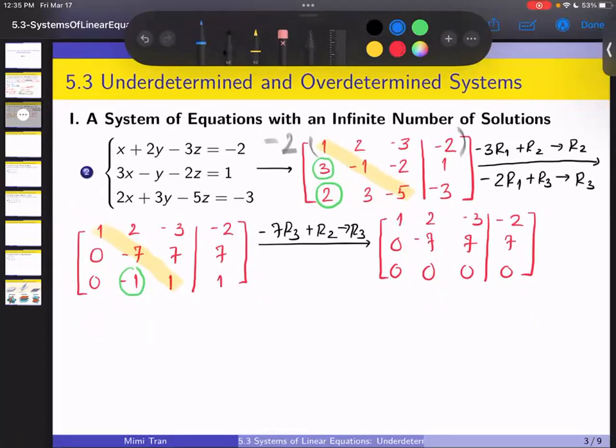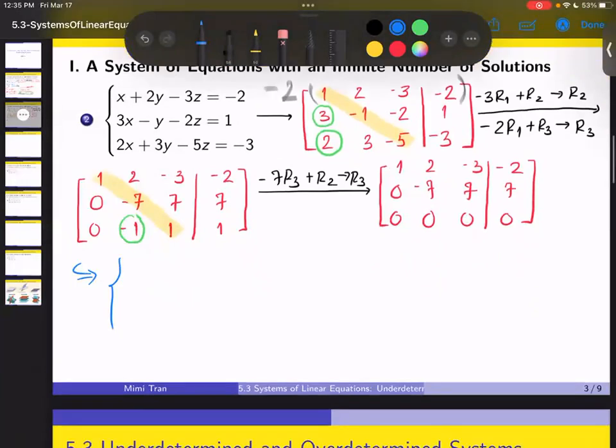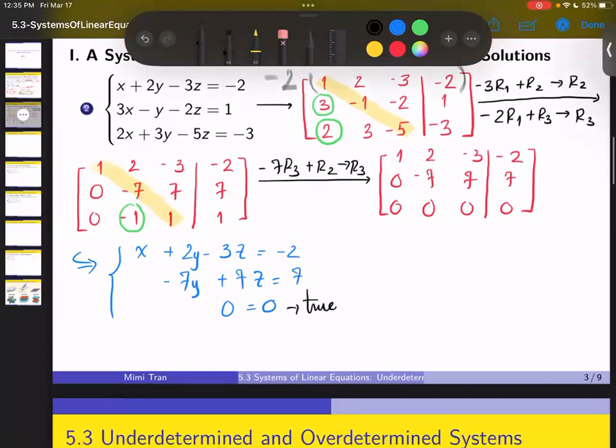This implies, if I rewrite this with x, y, z back, you don't have to, but let's do this: x plus 2y minus 3z equals -2. 0x, so I'm not going to write that. -7y plus 7z equals 7. And then the bottom is 0 equals 0. Because this is always true, you know that you have infinitely many solutions.